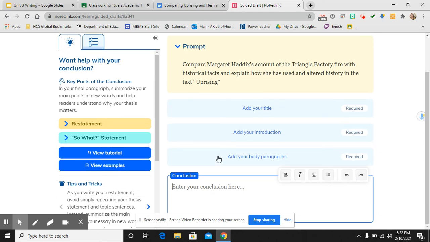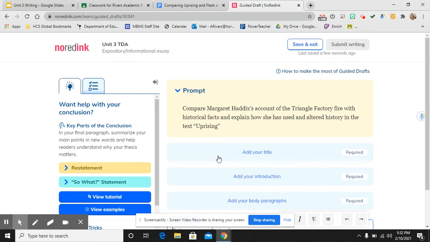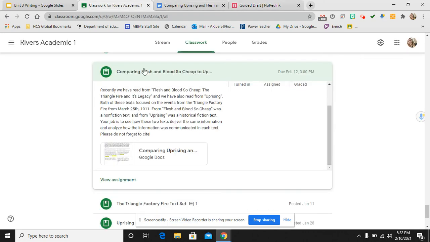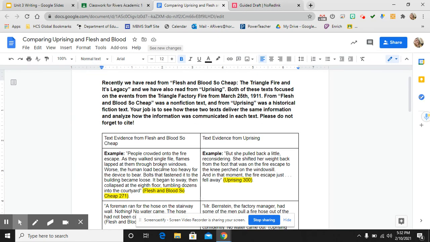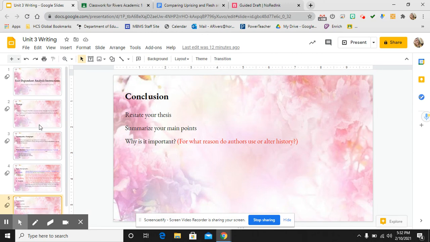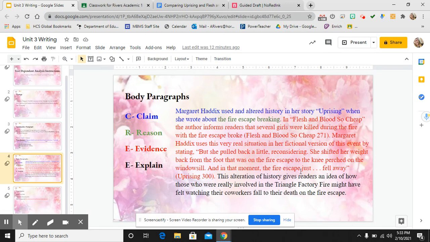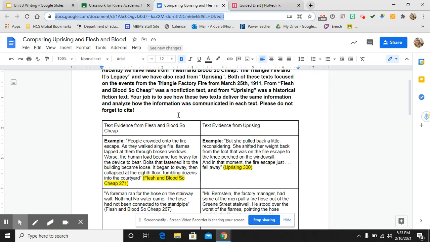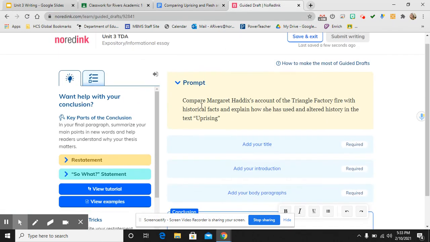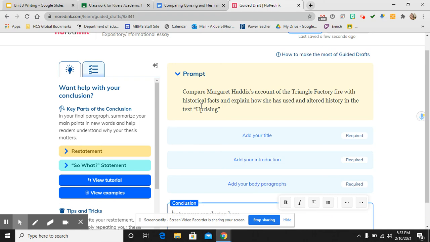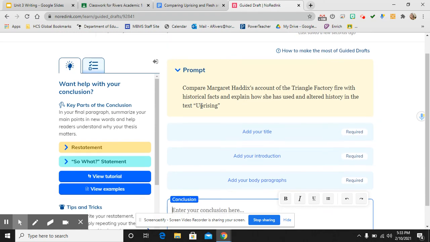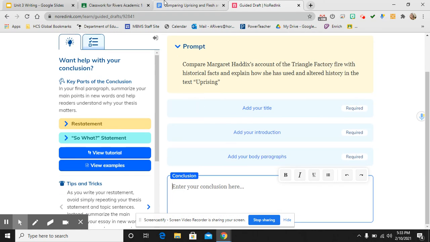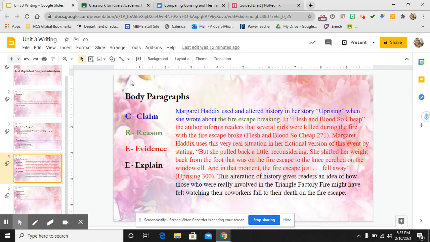Right here are all of the instructions that you're going to need to complete your TDA. I have given you a model paragraph in our presentation. Right here, you have a model paragraph. You have your graphic organizer in Google Classroom, and you have the instructions as to where this TDA is submitted in NoRedInk. If you have any questions, please revisit this video.